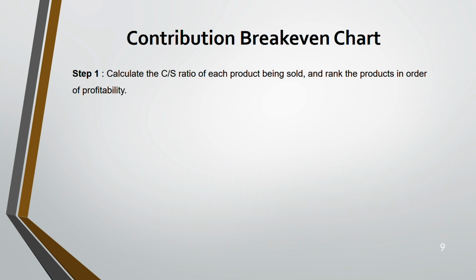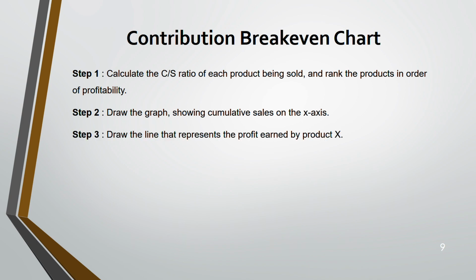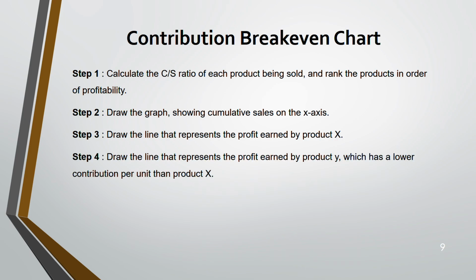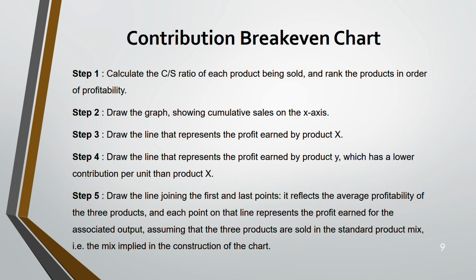Then these are the 5 steps. Step 1. First you calculate CS ratio of each product being sold. Individually you will calculate. Then rank the products in order of profitability. Step 2. Draw the graph. Okay, in the next slide we have the graph showing cumulative sales on the x-axis. Step 3. Profit earned by product X. You have to draw the line. Step 4. Again draw a line. This time profit earned by product Y, but it has a lower contribution compared to X. And step 5. Join the last and the first point.